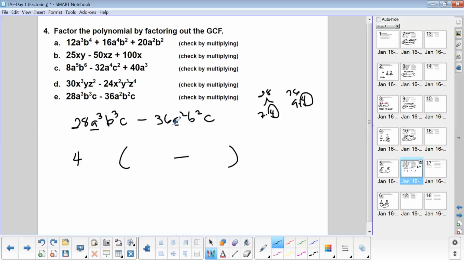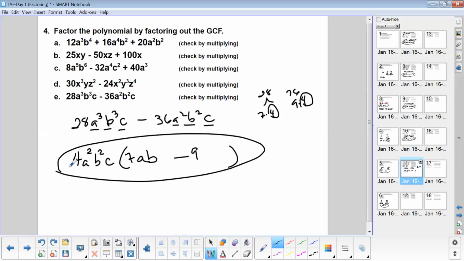A to the third, a to the second, going with the lower amount of exponents, so a squared. B to the third, b to the second would be b to the second, and c to the first, c to the first, so it would be c. Remember, take this term, divide it by this term, and that will fill in your spots here. So that would be 7ab, and 9, because a squared divided by a squared, b squared is b squared, c, c, just left with 9. There's your factored form.